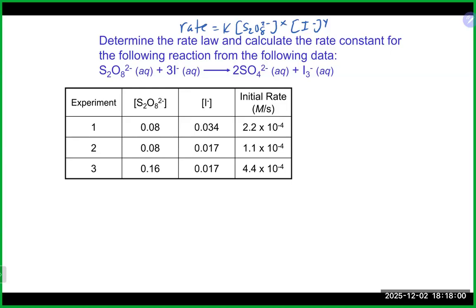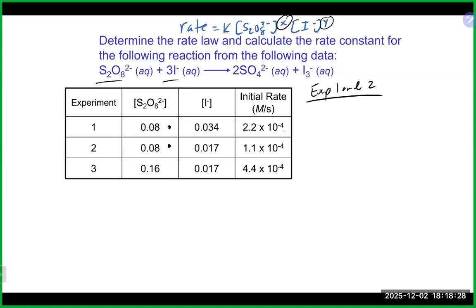So again, the goal here is to first figure out x and y. Here's our generic rate law. Again, only the reactants are involved. And we're going to choose two experiments from our table where the concentration of one stays the same and the other varies. So again, we can see 1 and 2. We'll keep this one constant and vary the I minus. So let's take a look at experiments 1 and 2 here.